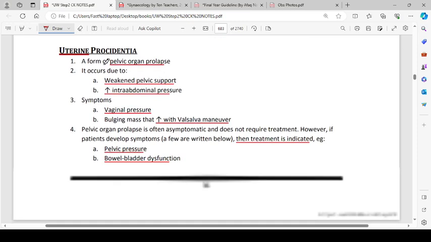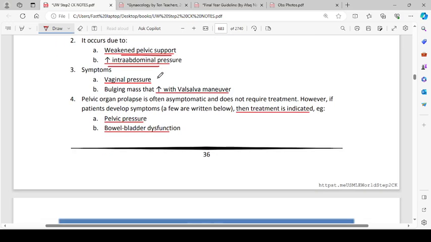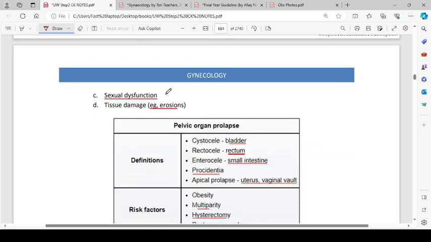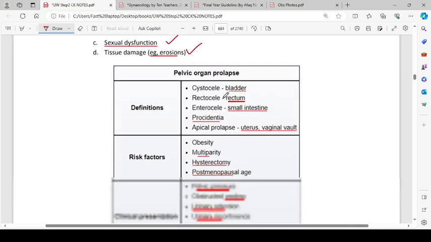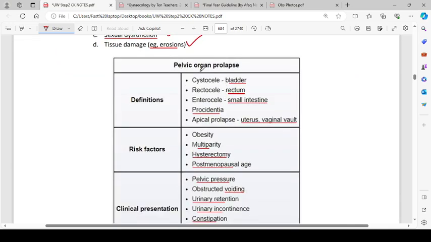Uterine procidentia, a form of pelvic organ prolapse. It occurs due to weakened pelvic support and increased intra-abdominal pressure. Symptoms are vaginal pressure and a bulging mass that increases with Valsalva maneuver. Pelvic organ prolapse is often asymptomatic and does not require treatment. However, if the patient develops symptoms, a few are written below, then treatment is indicated. For example, if there is pelvic pressure or bowel or bladder dysfunction, or if there is sexual dysfunction and tissue damage, for example, erosion.